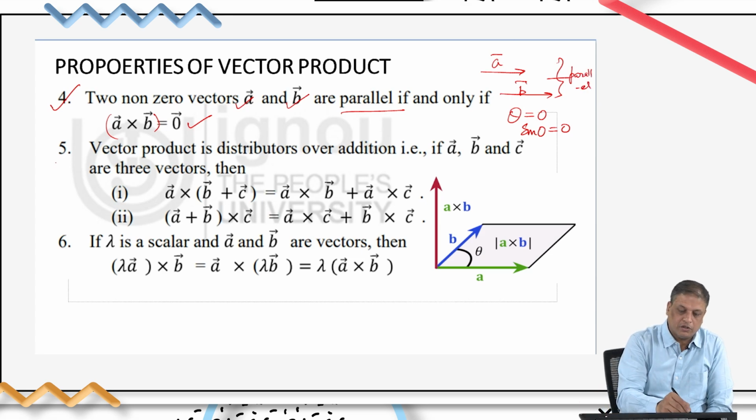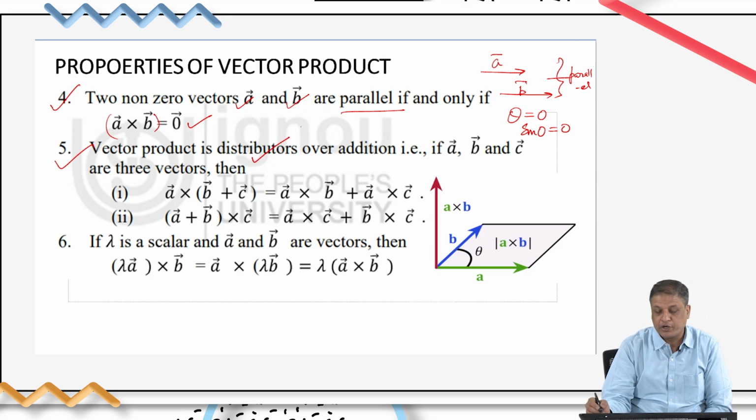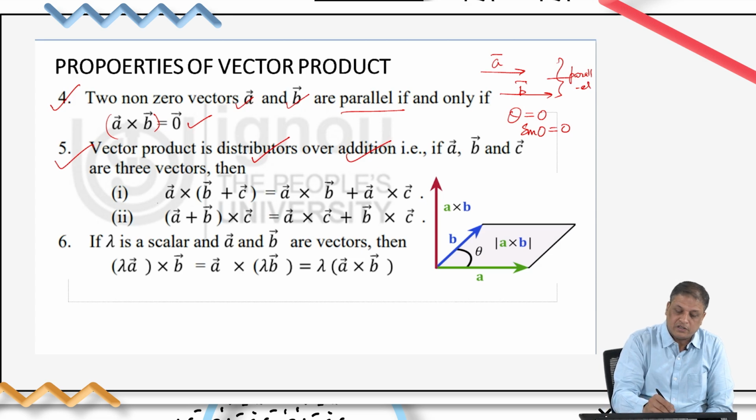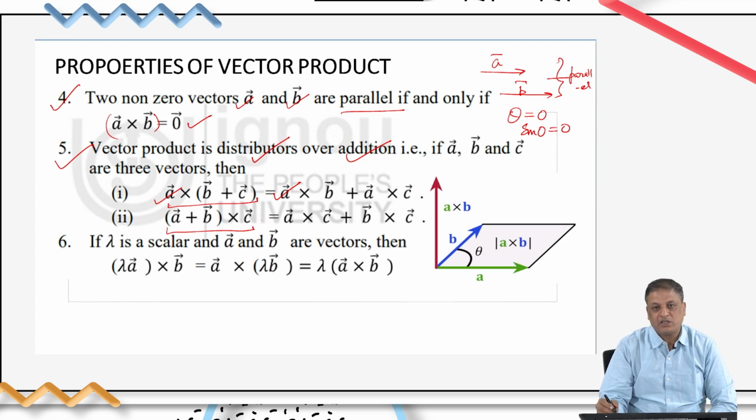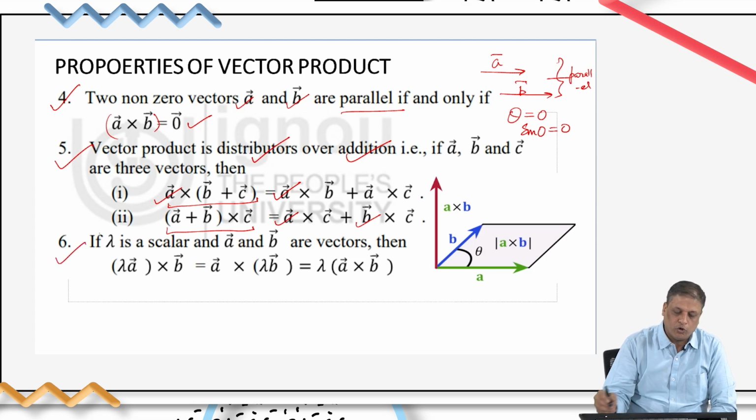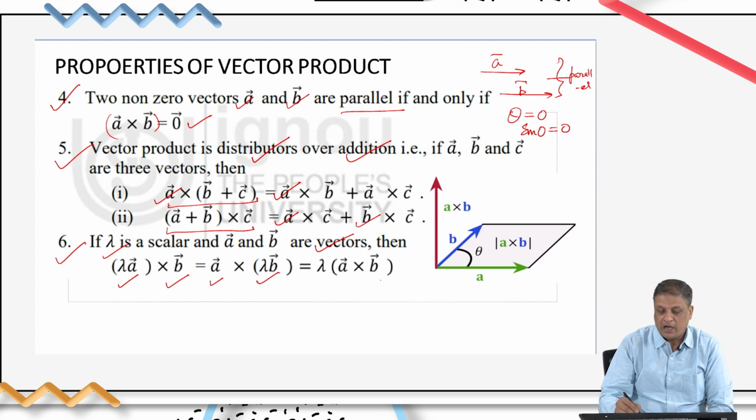So, the next property is that the vector product is distributive over the addition of vectors. Likewise, A cross (B plus C) can always be expressed as A cross B plus A cross C. We had just opened the braces. Similarly, we can write that (A plus B) cross C is equal to A cross C plus B cross C. Apart from this, one more property is there. If lambda is a scalar and A and B are vectors, then lambda times (A cross B) is equal to A cross (lambda times B), and is the same as (lambda times A) cross B.